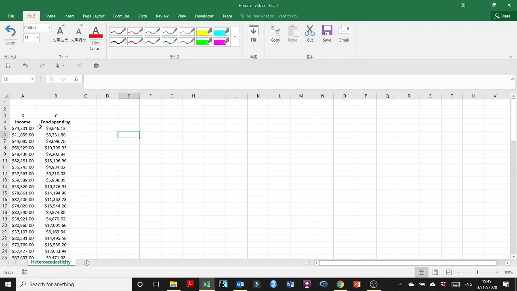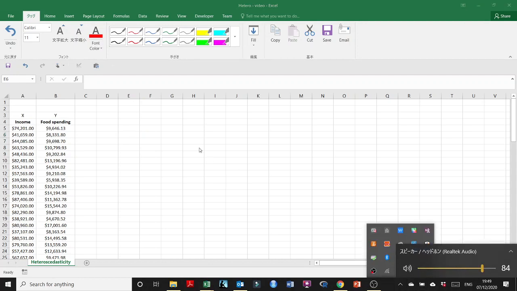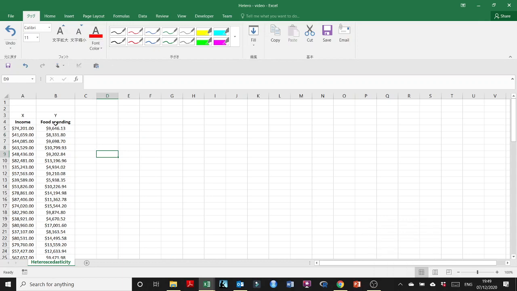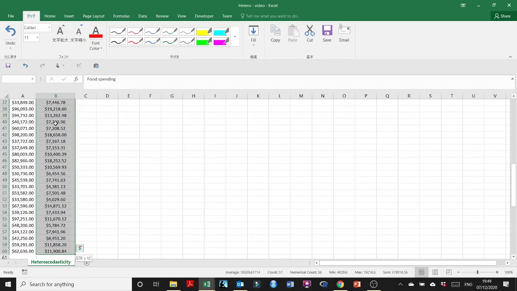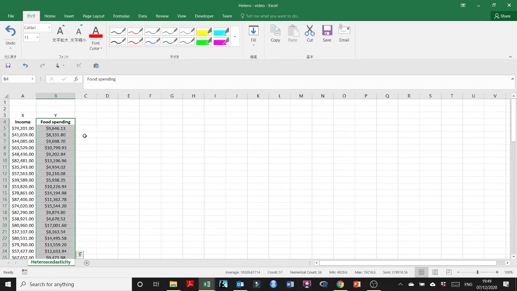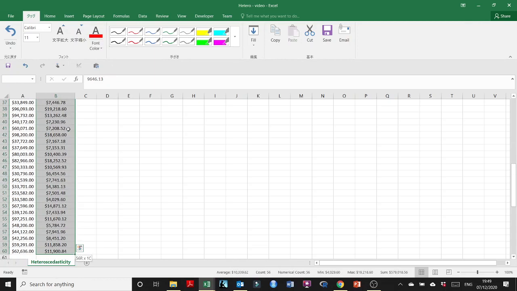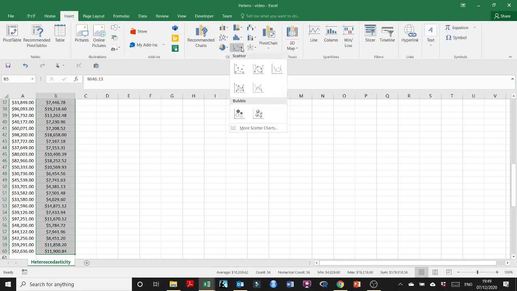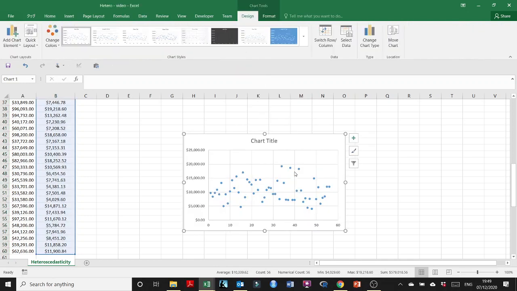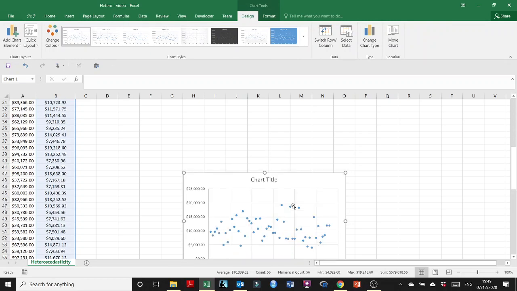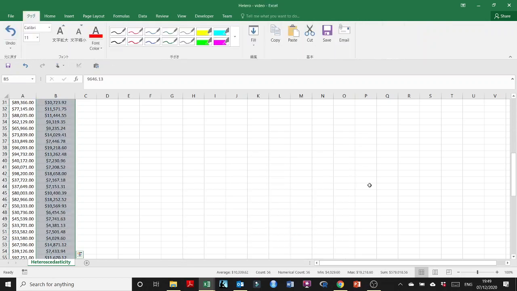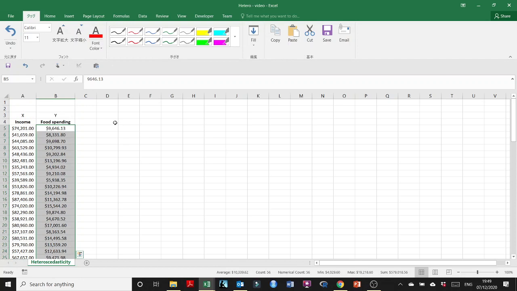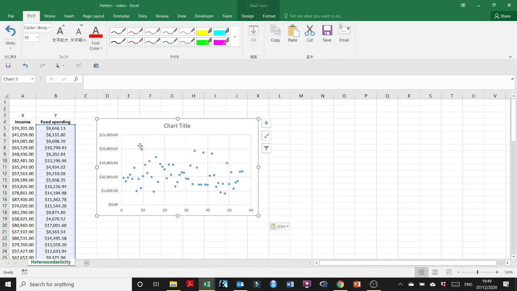So basically the first step in linear regression analysis is for us to do the scatter plot. We start with the y variable and then go data, go insert, and here we go. But this is not how we finish the plot. Let's take it a little bit to the top.